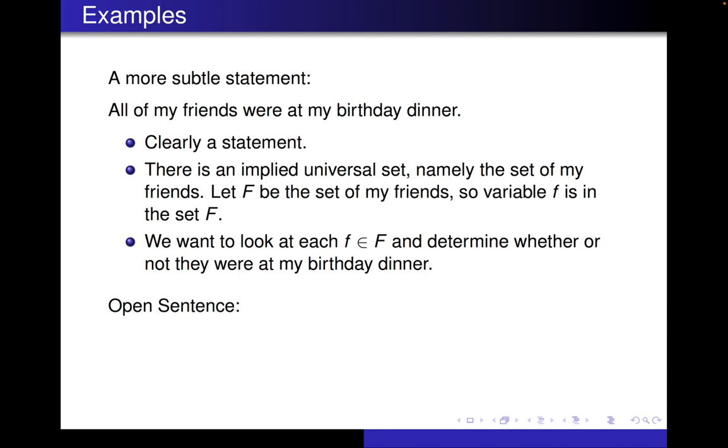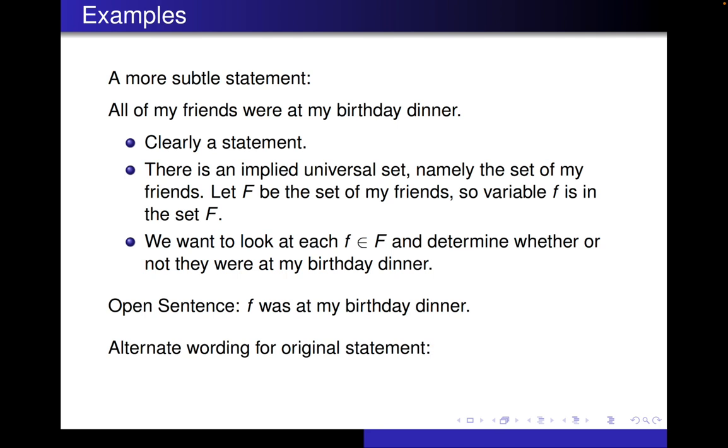So the question is, well, where's my open sentence? Well, now that I've set up some notation, I can actually show you what my open sentence is going to be. And that is, f was at my birthday dinner. Right? And again, I want you to notice that it really is an open sentence because it has a universal set. My set of f is in my set of friends. The variable itself, f, is in the sentence. f was at my birthday dinner. It is a sentence, right? And by itself, it's not a statement. I don't know if f was at my birthday dinner. That's something that has to be determined because it might depend on what friend that actually was.